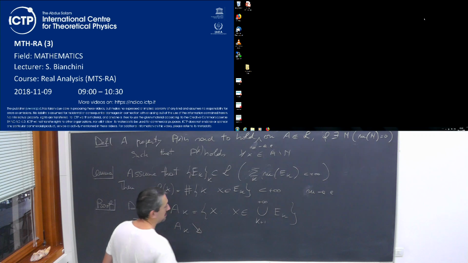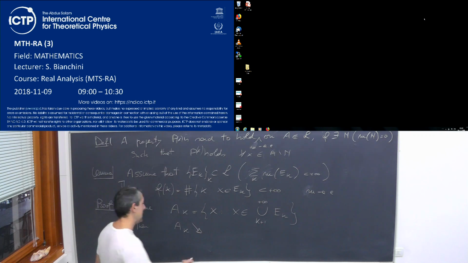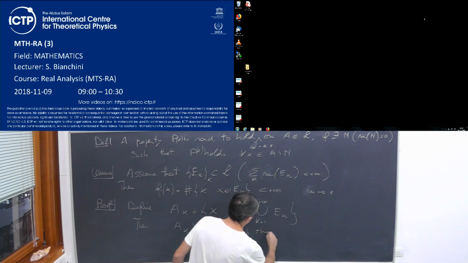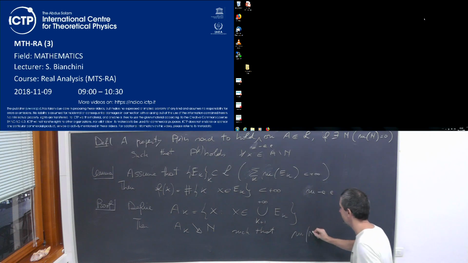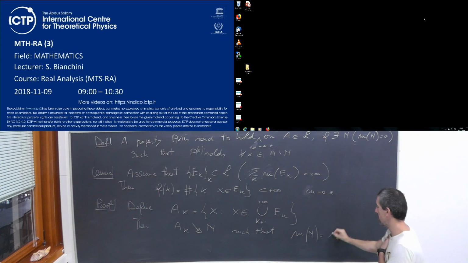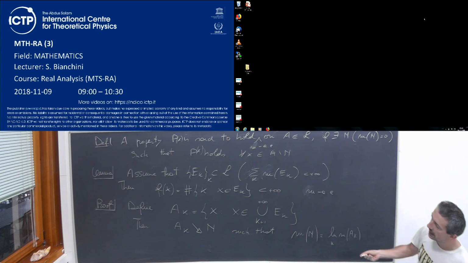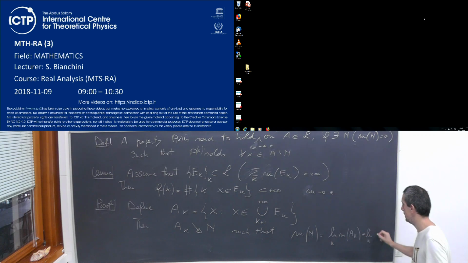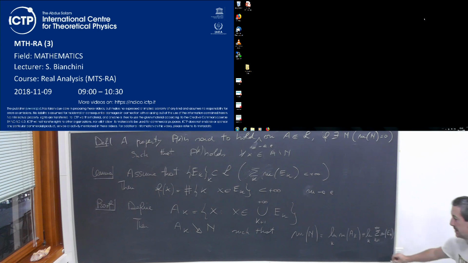E_k is decreasing to a set. Let me call it N, such that, what is the measure of N? Okay, this is finite. I can apply the previous theorem. It is the limit of the measure of E_k, and the measure of E_k is less than the sum from k plus 1 to plus infinity of the measure of A_k, this is A_k, this is E_k, and this thing is 0.